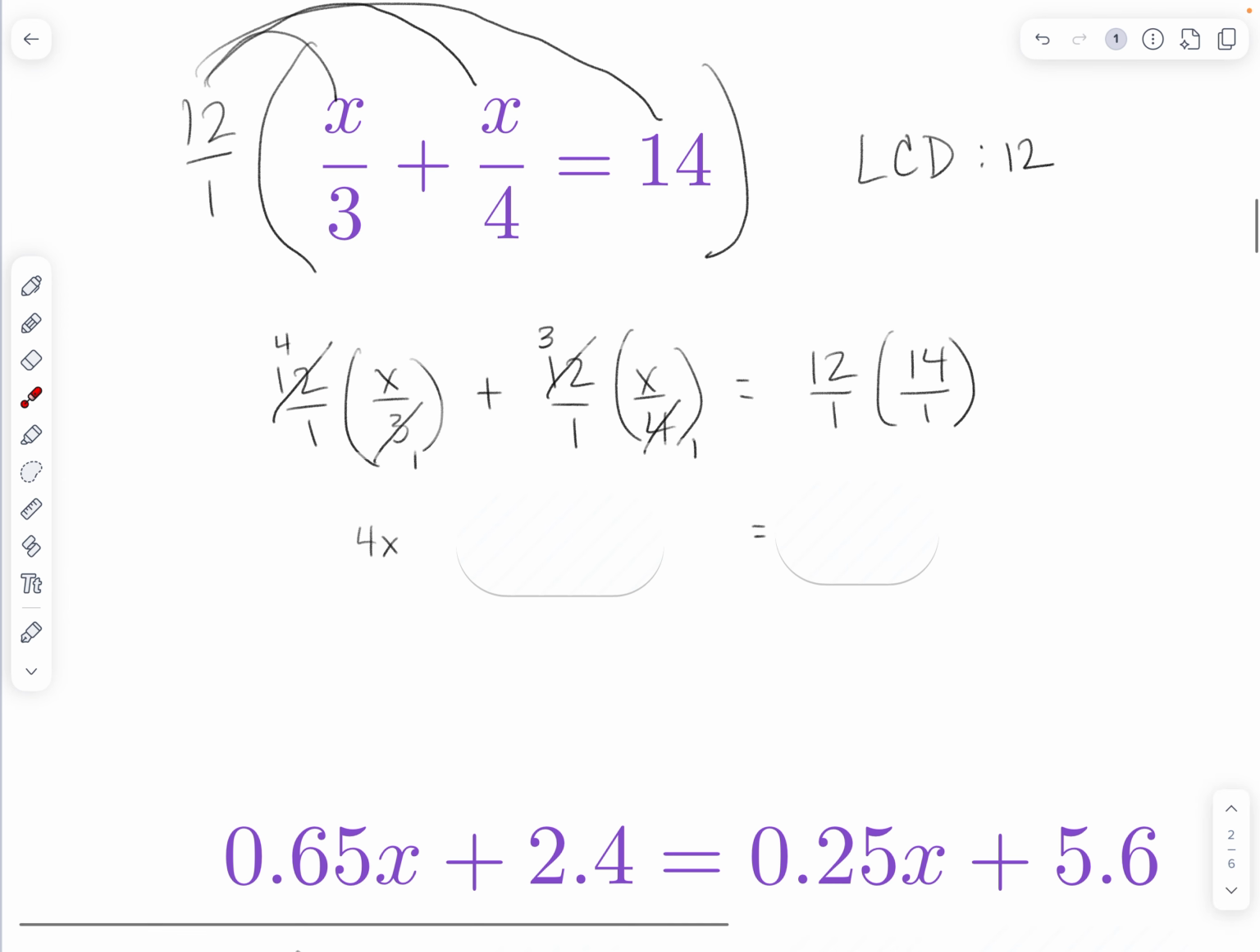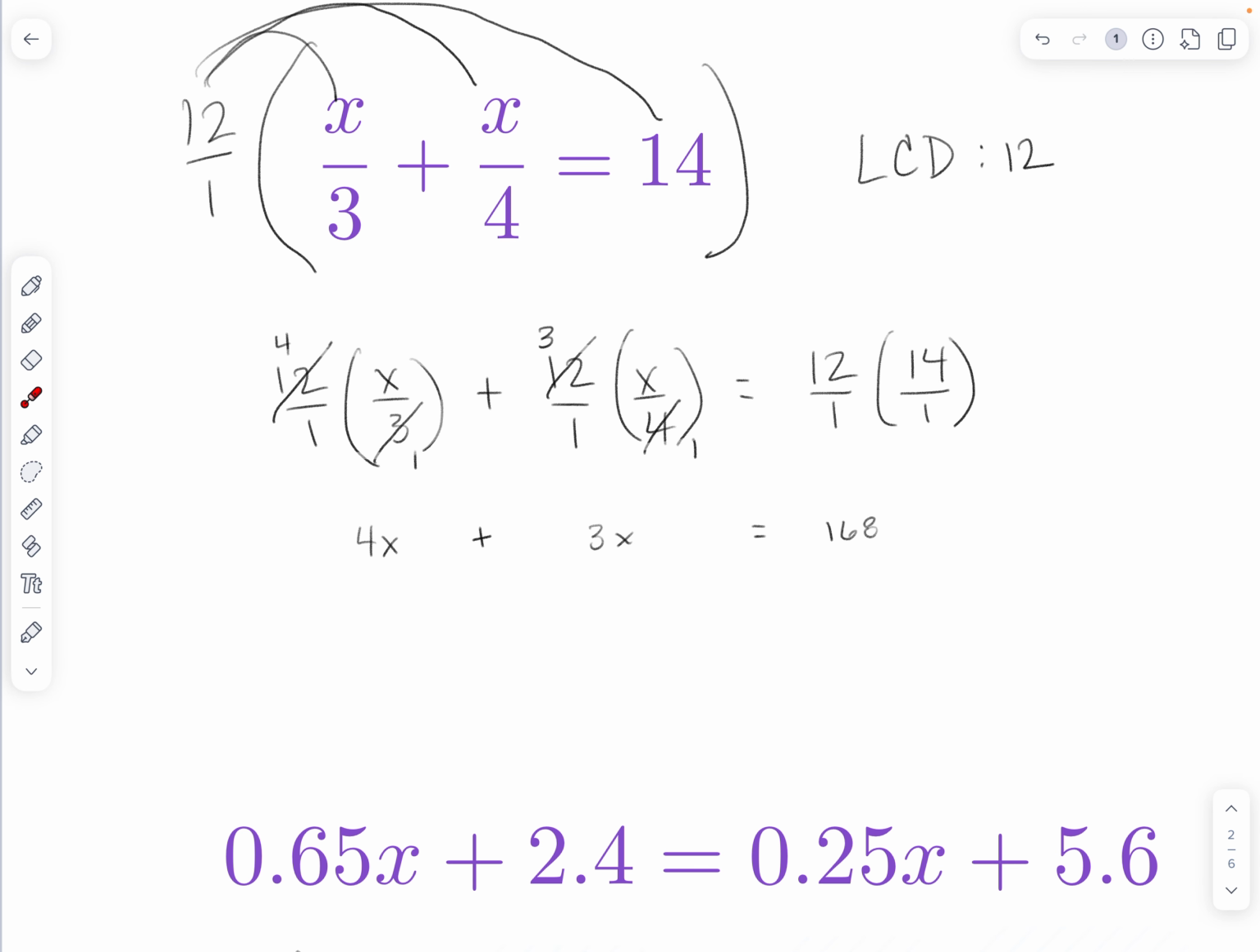In the next one, we have our 3 times our x on top, 1 times 1 on bottom. And in our last one, 12 times 14 on top is 168. 1 times 1 is just 1, and 168 divided by 1 is 168. So no need to go further with that. Now, this does say do not solve. Normally, we would go ahead and take this a step further and solve for x, but it says do not solve.